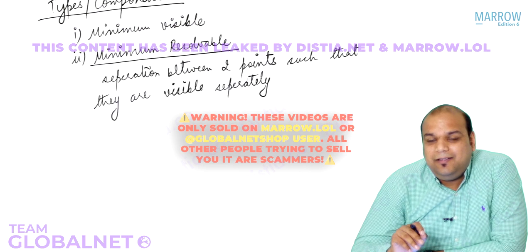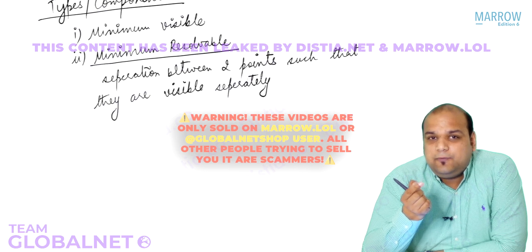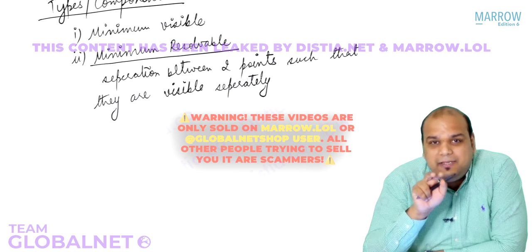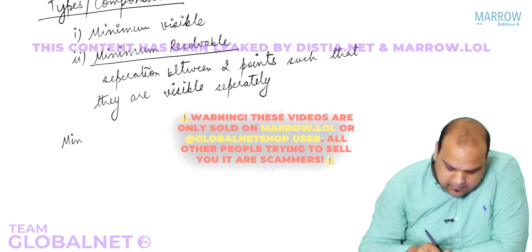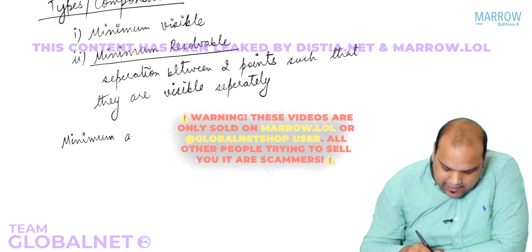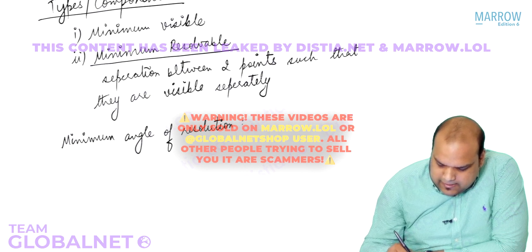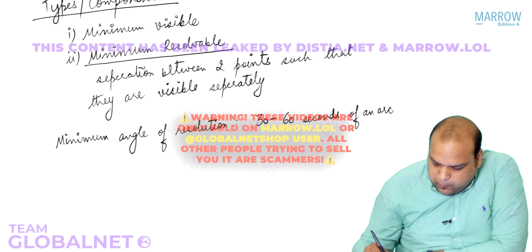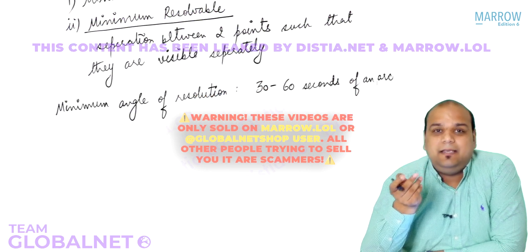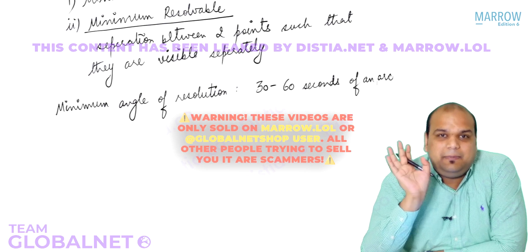If 2 points are too close to each other, they will superimpose and it will be visible only as a single point. So what is the minimum resolution by which you will be able to discern 2 points away from each other? Yes, minimum angle of resolution for the eye is said to be 30 to 60 seconds of an arc. Okay, everybody? So if 2 points are away from each other by around 30 to 60 seconds, 60 seconds can be said to be 1 minute of an arc, then only they will be separately visible from each other.